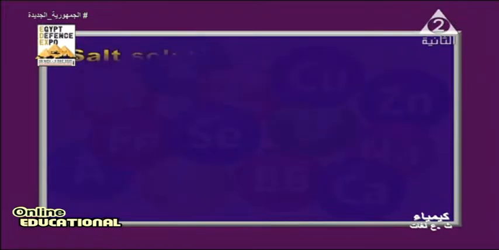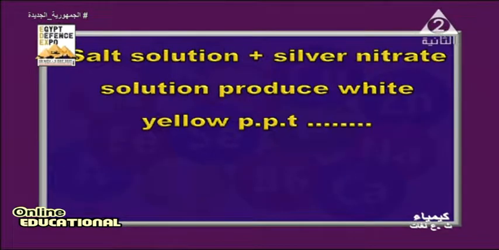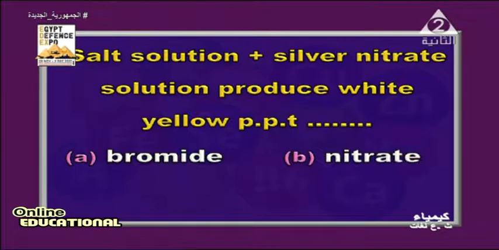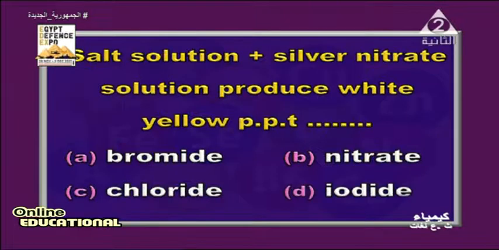Next one. Salt solution plus silver nitrate solution produces white yellow precipitate. Is that radical bromide or nitrate or chloride or iodide? If you think about it, yes, it will be bromide anion.